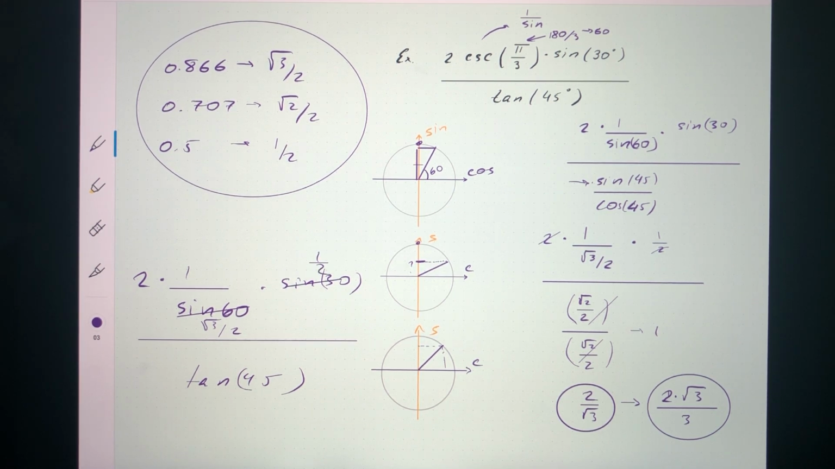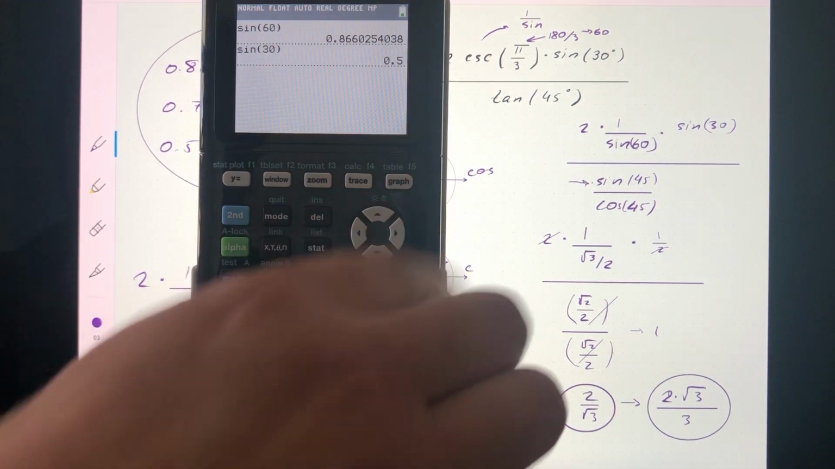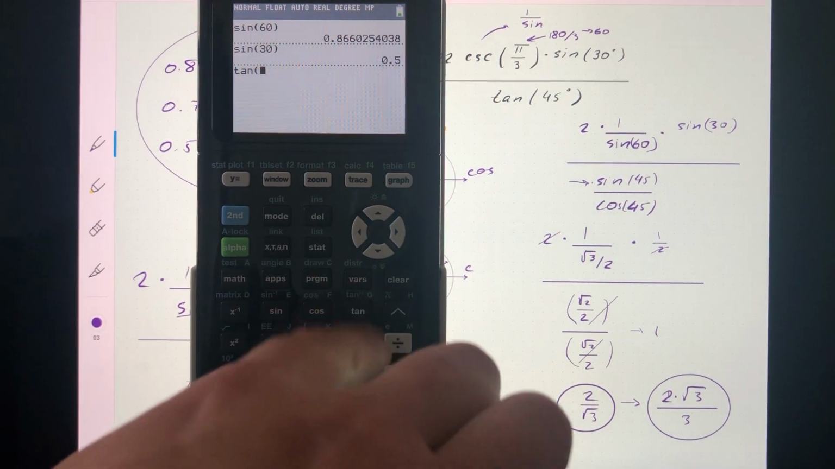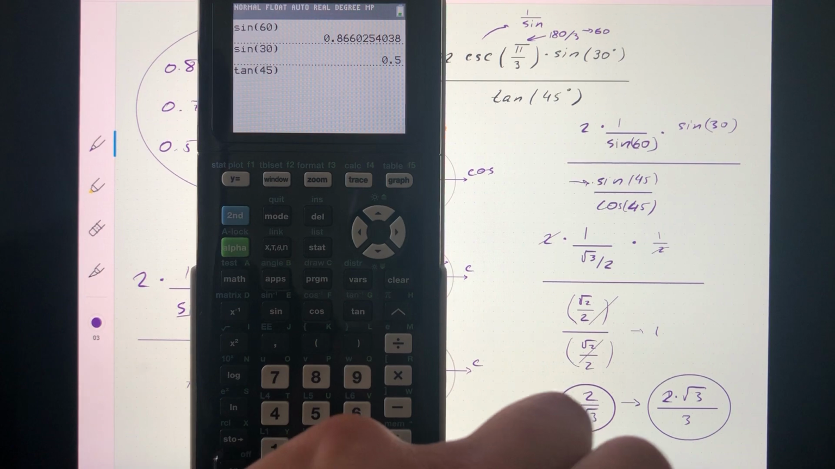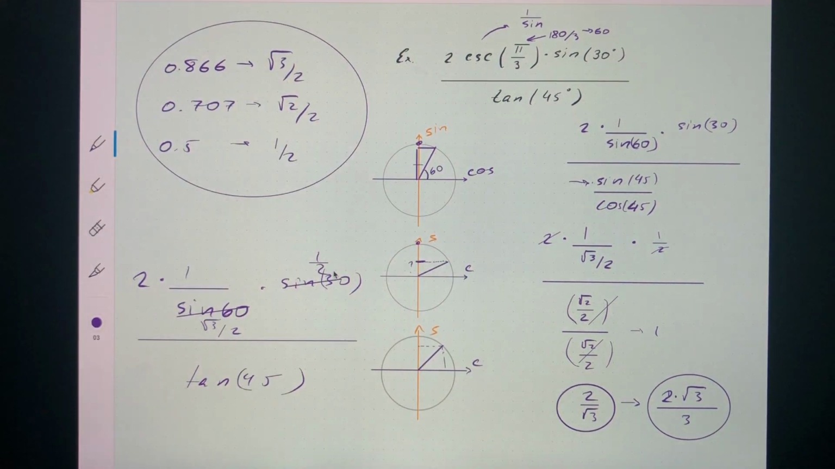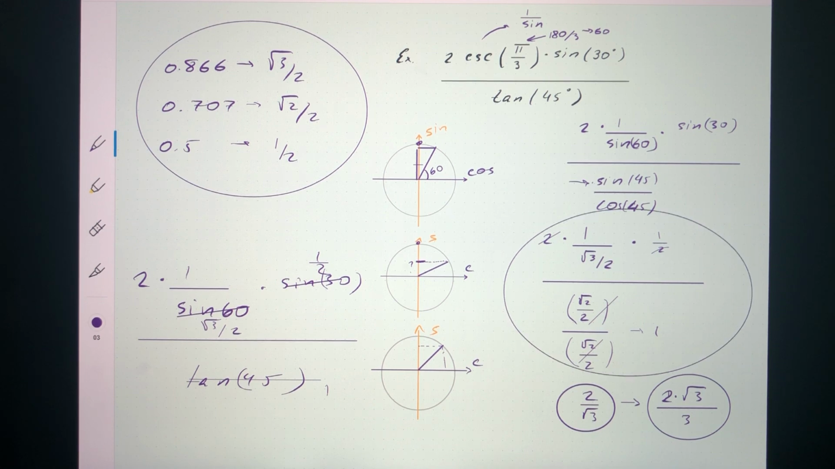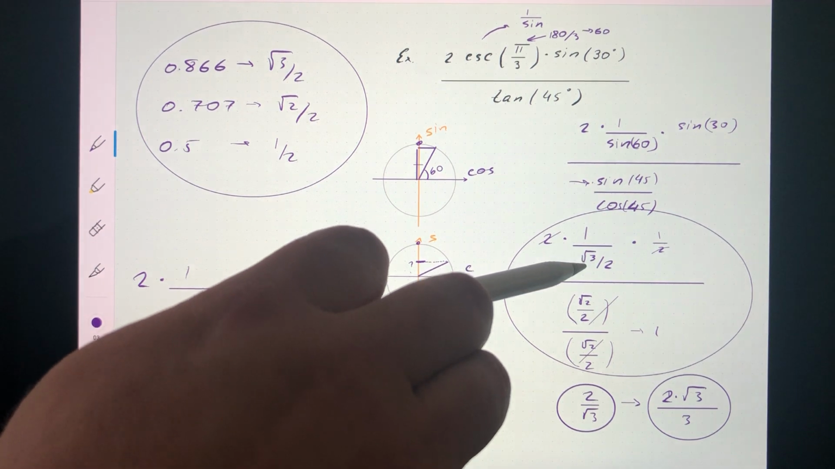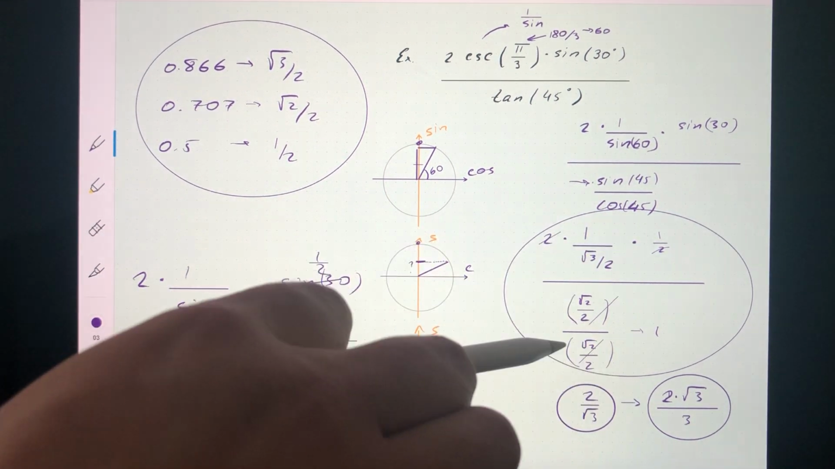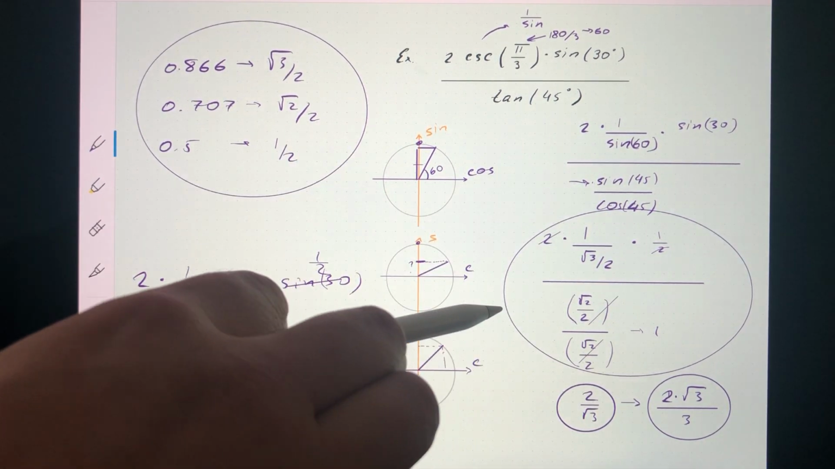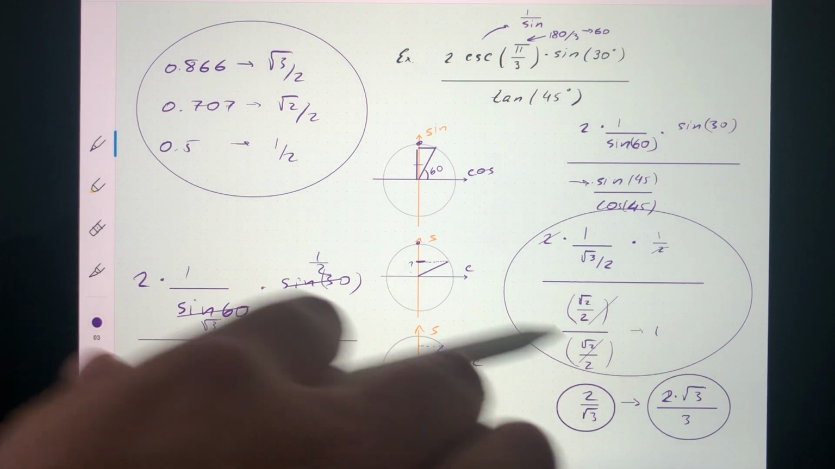And then the tangent 45 is going to be equal to 1. So we divide it by 1, which means we don't need the denominator. And that makes exactly the same as what we had using unit circle. These are exactly the same numbers. 2 divided by square root of 3 over 2 times a half divided by 1. And of course that would lead to exactly the same answer as what we have.